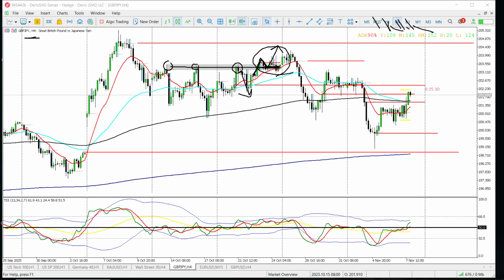Try to get your bias from higher time frames. Then once a zone is violated like this, it means it's not really important. You can remove it or you can ignore it and look for fresher zones.